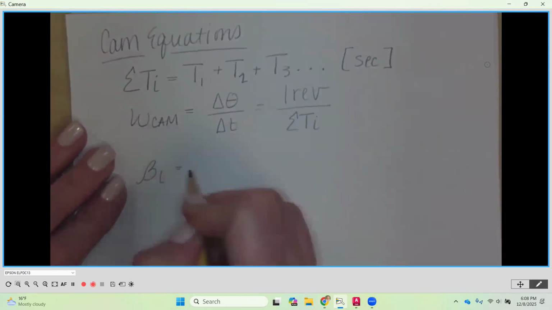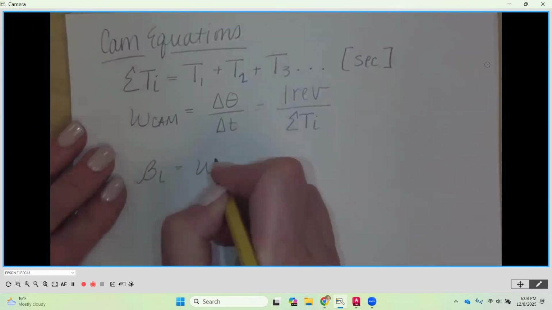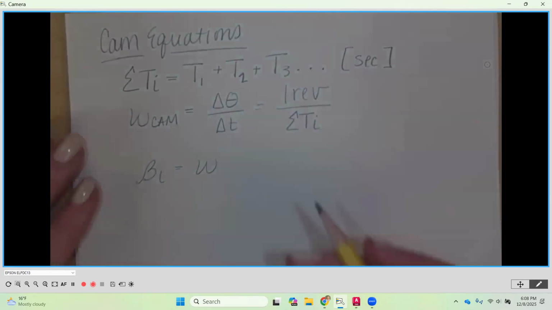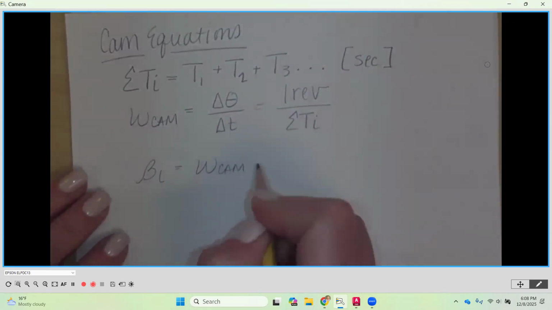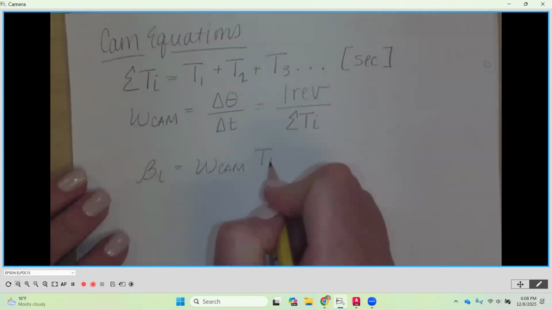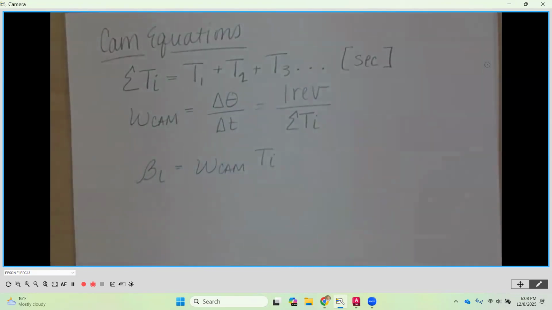And then the last one is going to be cam rotation beta, okay? Beta I is going to be equal to, and that's going to relate to whichever segment of time we're looking at. So we're going to take the cam rotation times however much time we're taking up for a segment. So if we're dealing with segment number 1, that's going to correspond to beta number 1, or cam rotation for that time number 1. 2 is going to be beta 2. 3 is going to be beta 3, and so on, okay?